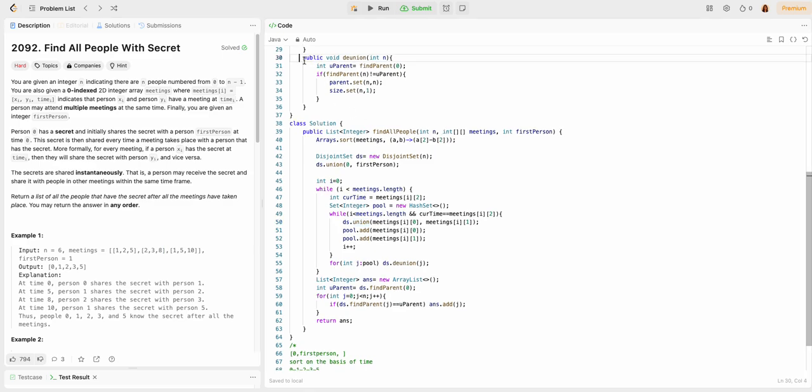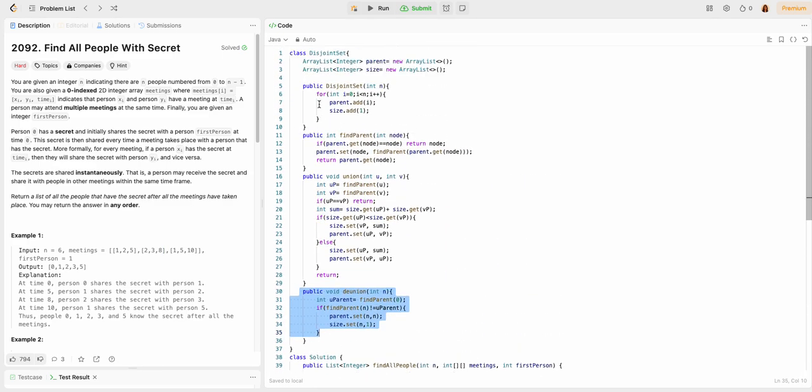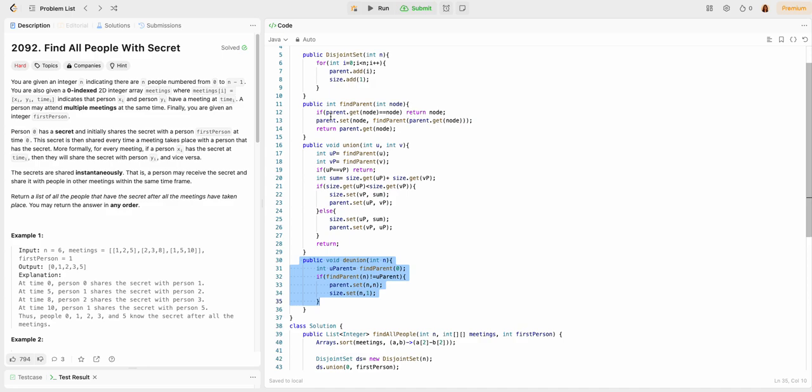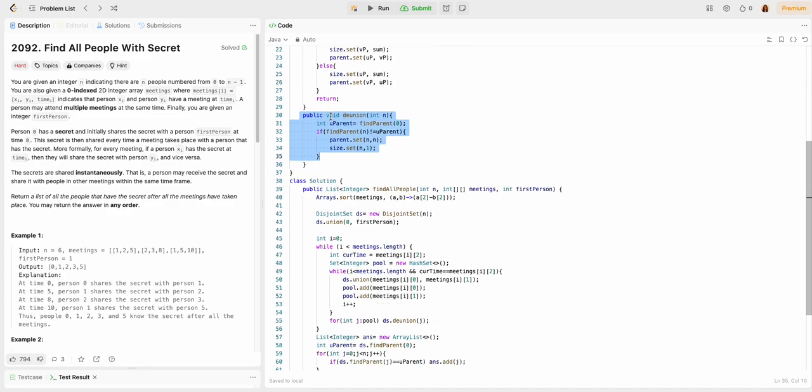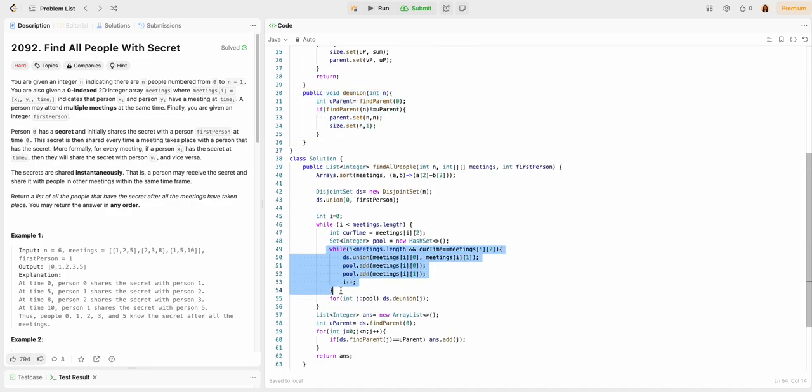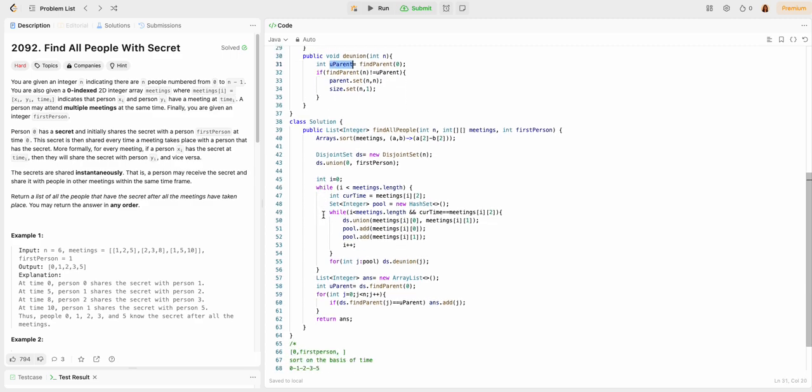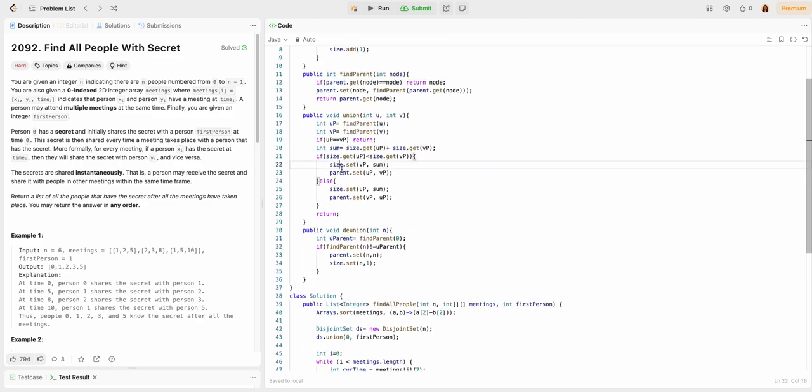So this is what the de-union is. If you're familiar with disjoint set, you will see it is pretty easy. We just have to figure out the same time zones. We have to pick them up, do their union, and de-union them based on if they have the same parent or not. That's it. There is nothing else in this code.